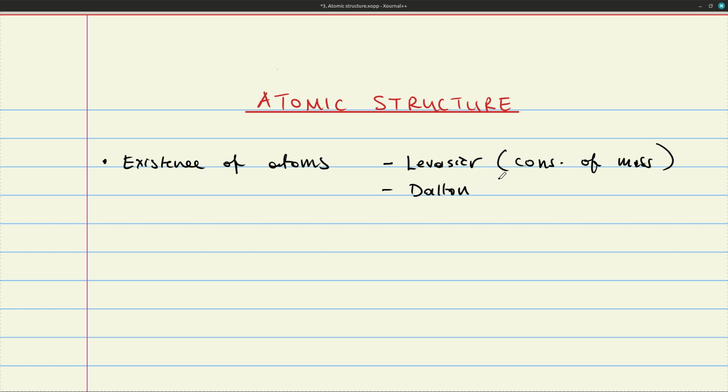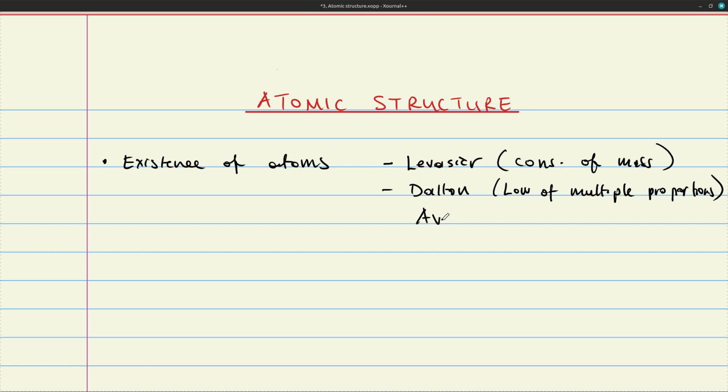He came up with the law of multiple proportions. So basically, these two guys saw that in chemical reactions, there was a counting balance before and after the reaction, which kind of hinted at the existence of indivisible constituents of the chemical elements that were giving rise to these reactions.